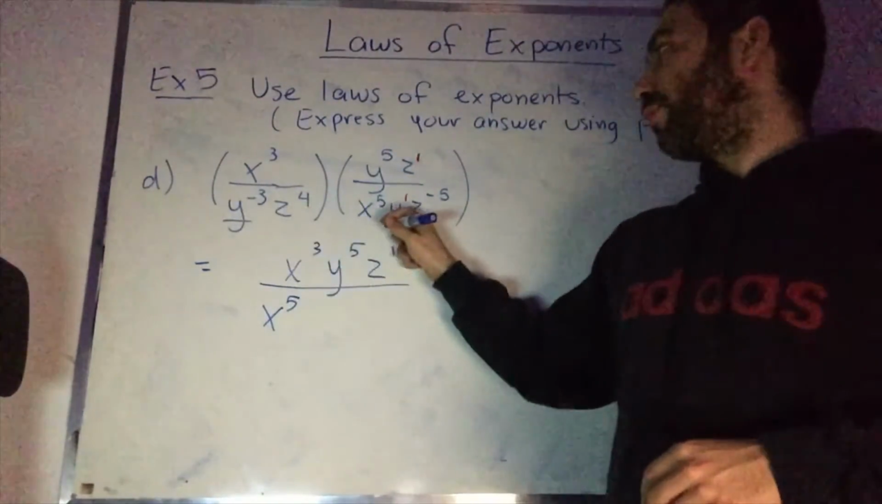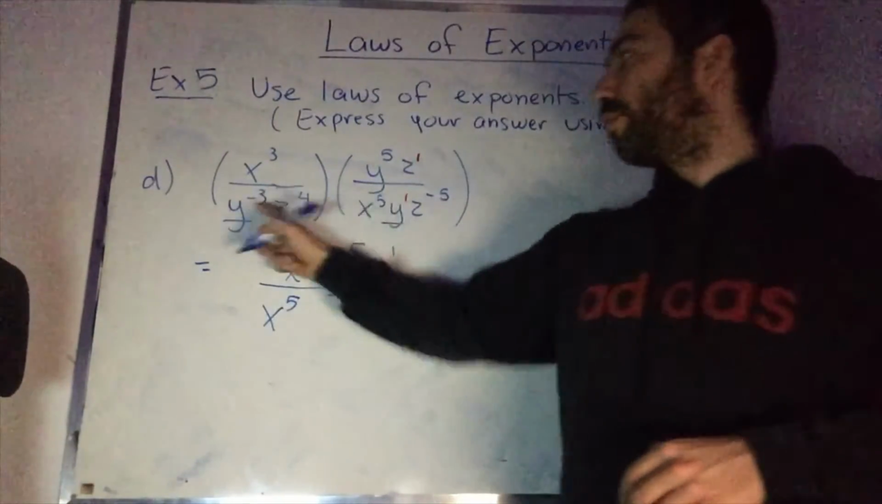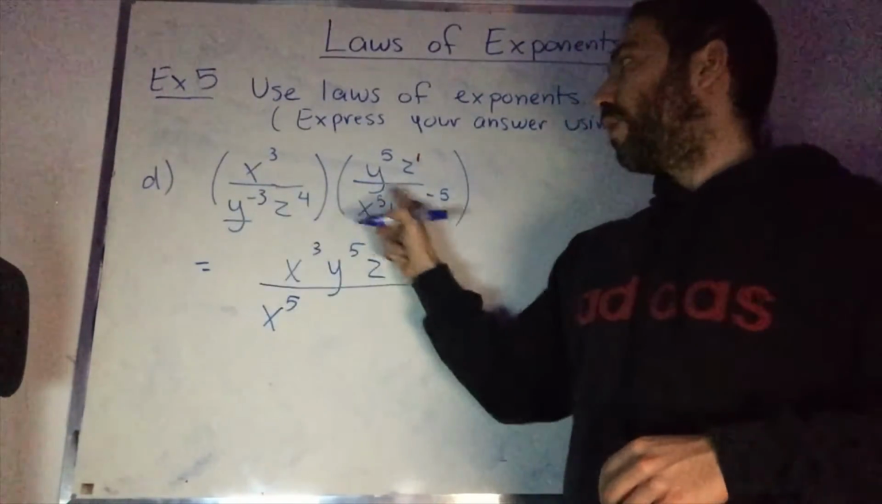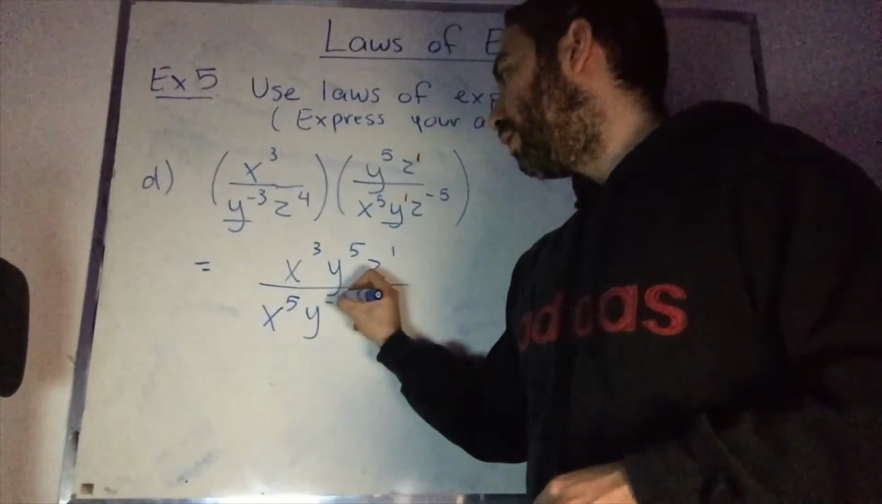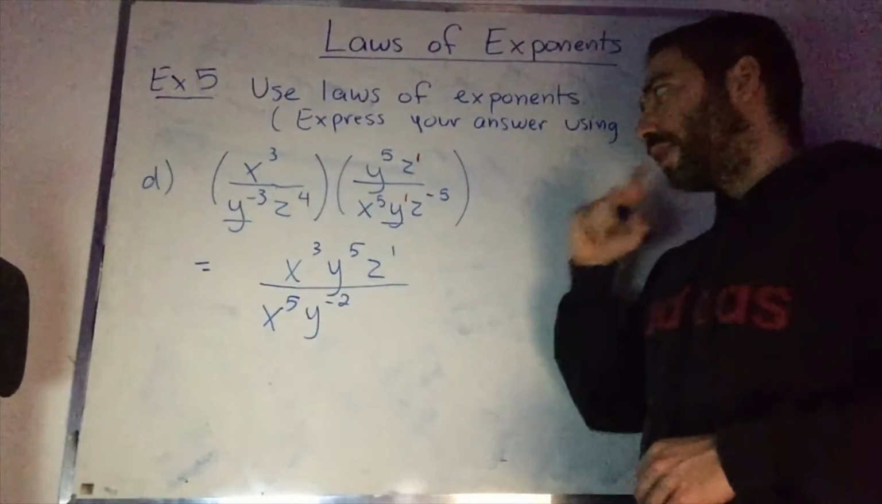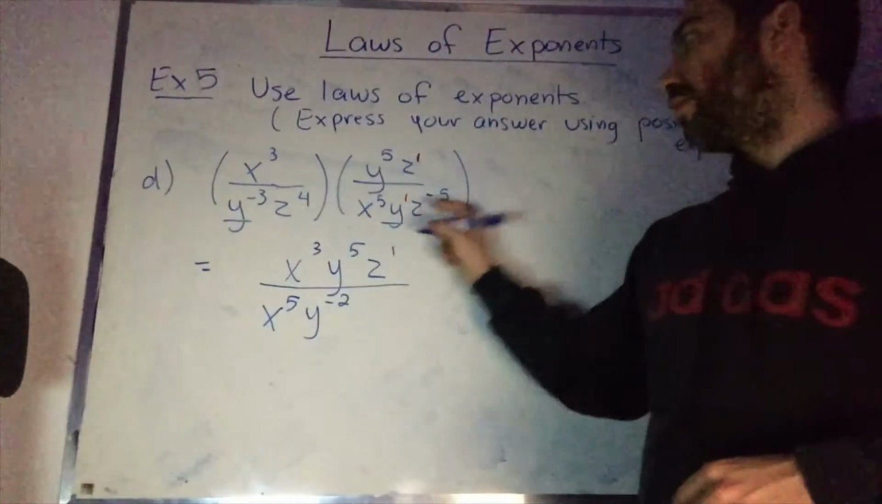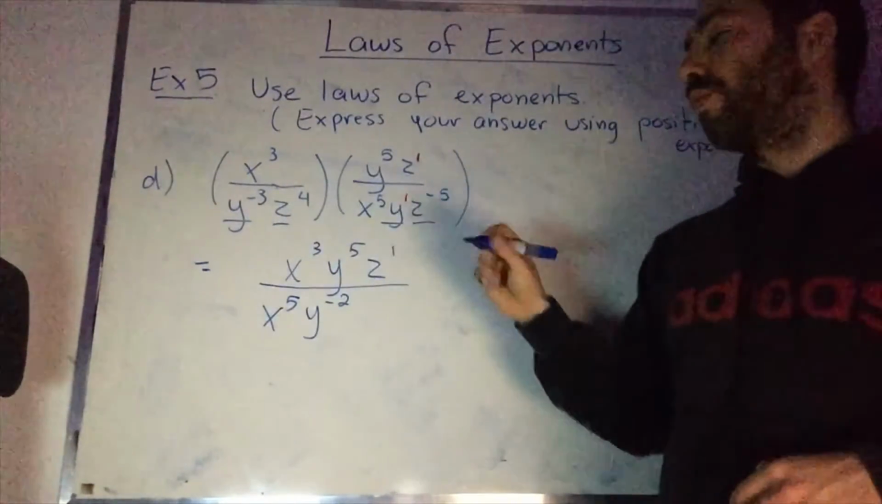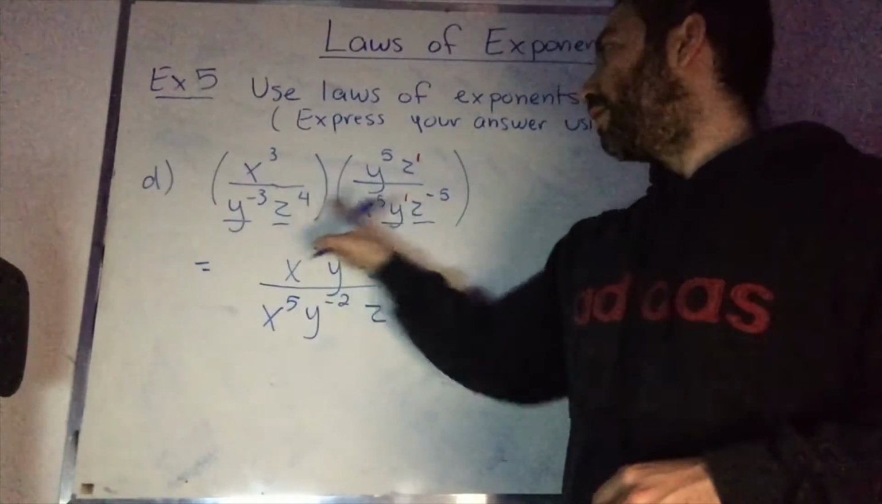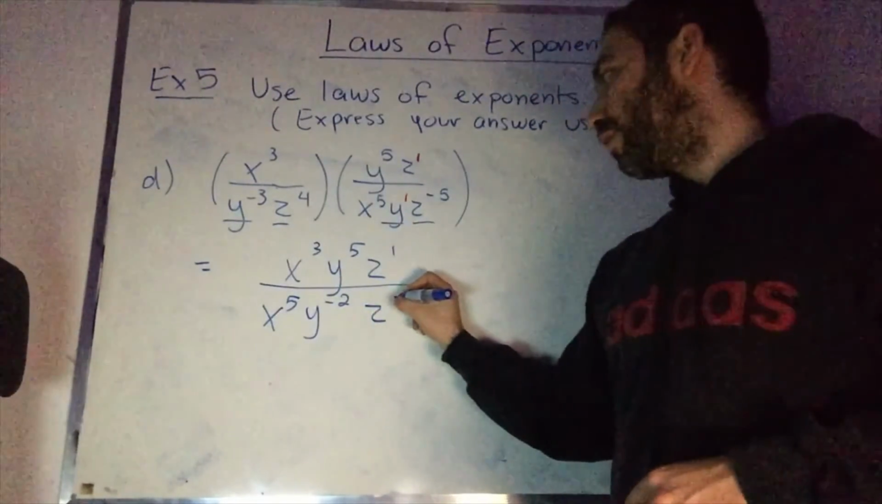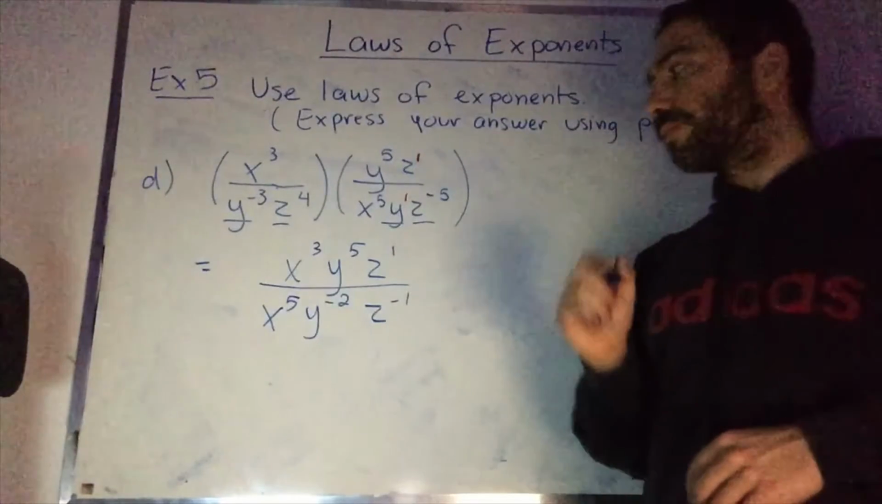We have y to the negative 3 and y to the 1. Since we're multiplying on the denominator, you add the exponents. So negative 3 plus 1, we get y to the negative 2. And then we have z to the 4 and z to the negative 5. So again, we're on the bottom, so we're multiplying these two numbers. So we get z to the, add the exponents, 4 plus negative 5 is z to the negative 1.